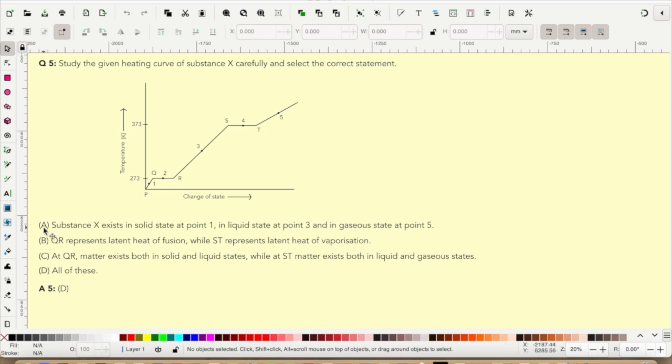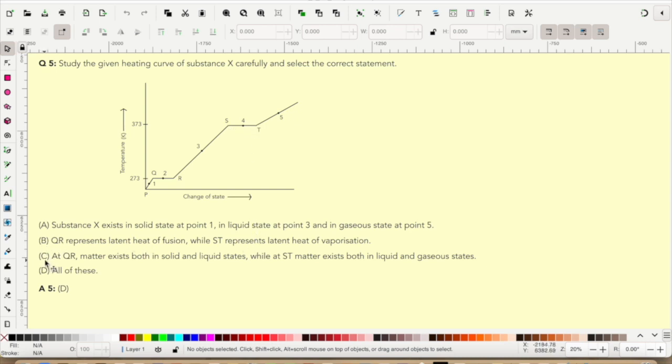So let us check the options. Option A is substance X exists in solid state at point 1. That is correct. In liquid state at point 3. That is also correct. In gaseous state at point 5 is also correct. So option A is correct. Let us check option B. QR represents latent heat of fusion. That is correct because it undergoes state change from solid to liquid between QR. While ST represents latent heat of vaporization. That is also correct because between ST it undergoes the state change from liquid to gaseous state. So option B is also correct.